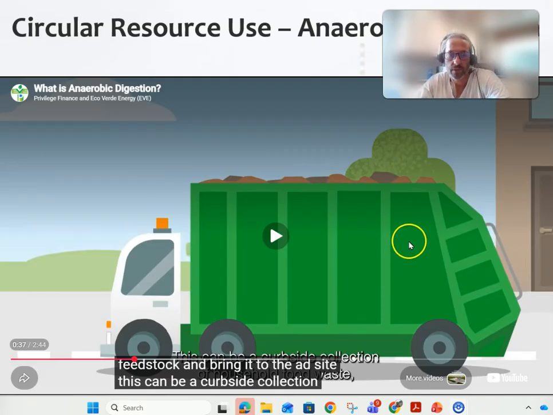And I'll show you a couple different examples of how you can actually collect it. All right, so start with what's called a feedstock. You want to jot that term down, feedstock. Has to be organic. Okay.